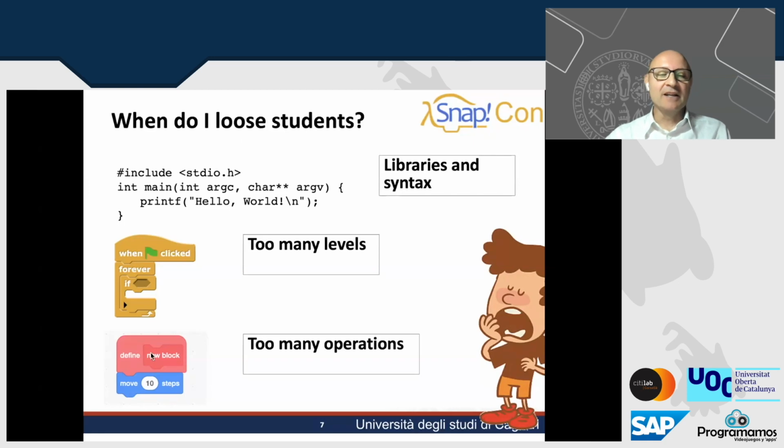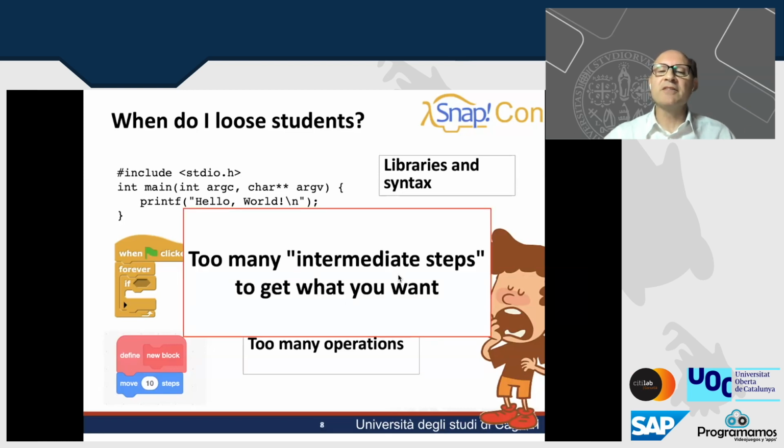So maybe when they are creating a new custom block in Scratch, they have to duplicate this custom block in every sprite that wants to use it. So it's very annoying to them because there are too many intermediate steps to get what they want to do.